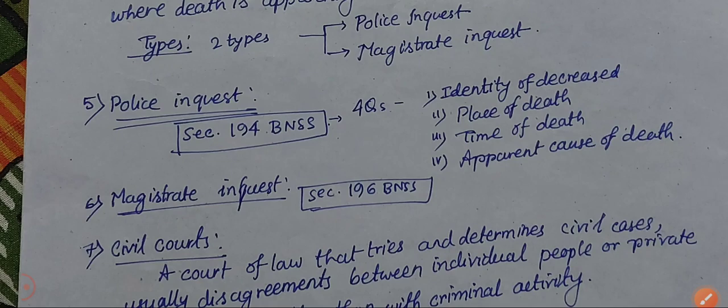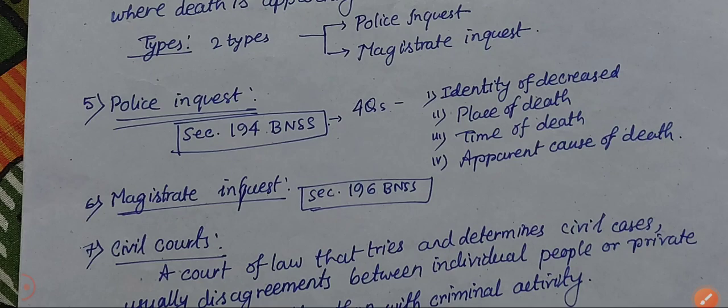Dowry death, that is suicide or death of a woman within 7 years of marriage. Death of a mentally ill person in a psychiatric hospital admitted under certain provisions of the Mental Healthcare Act, 2017.